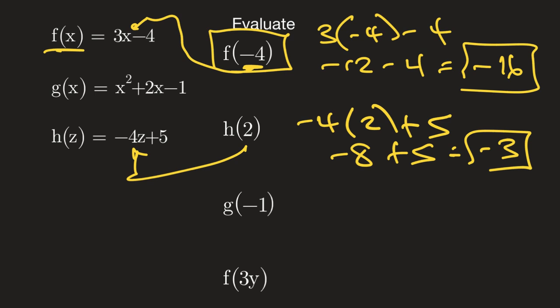How about the next one? Which function are we going to? The second one. Going to the g function, which is the second one. Now, look at your g function. How many x's are in the g function? 2. So anywhere we see an x, we're putting a what? Negative 1. Now, make sure that we get that into all the right places. I always use parentheses when we replace a variable. That's negative 1 squared plus 2 times negative 1 minus 1.